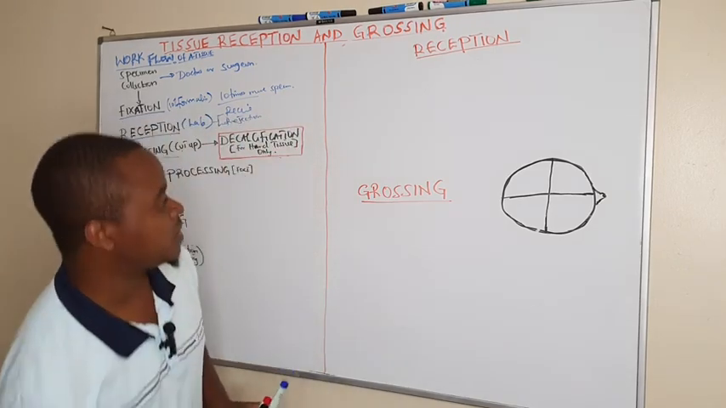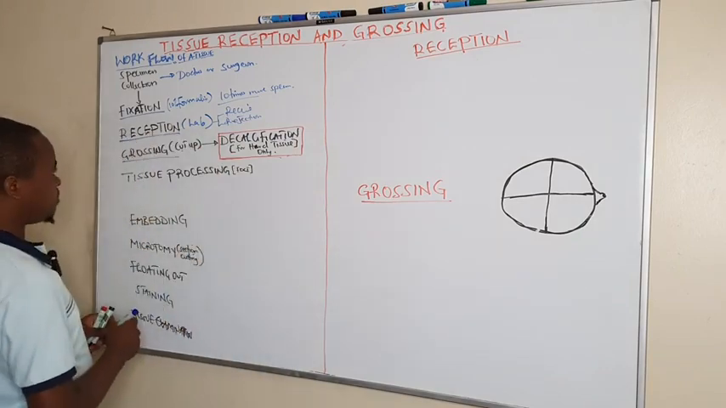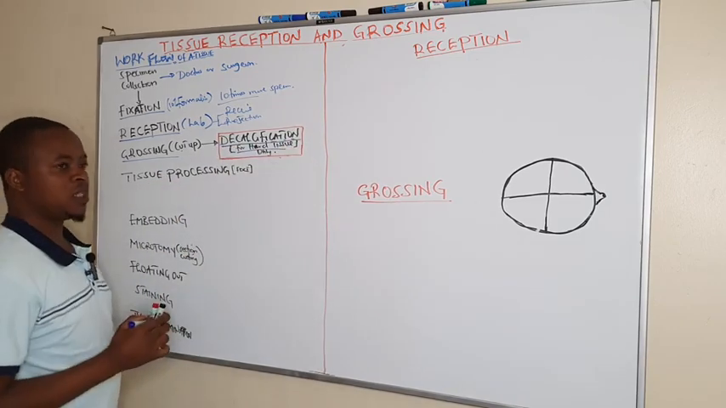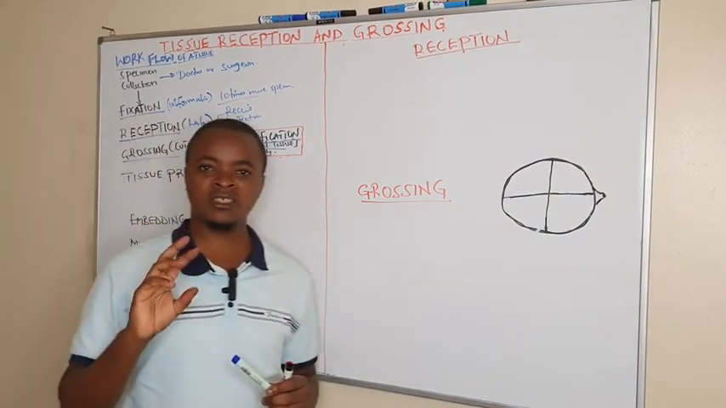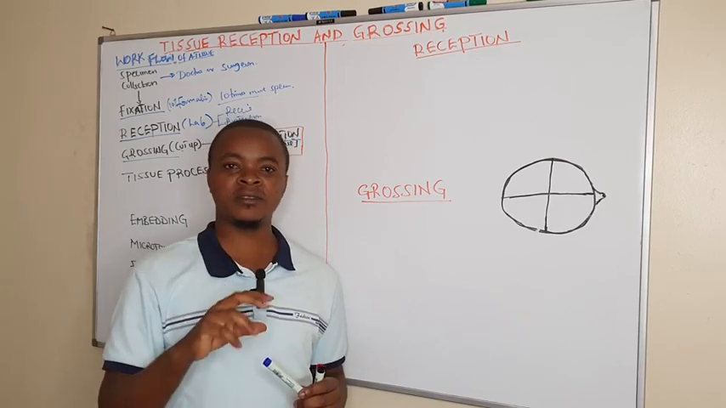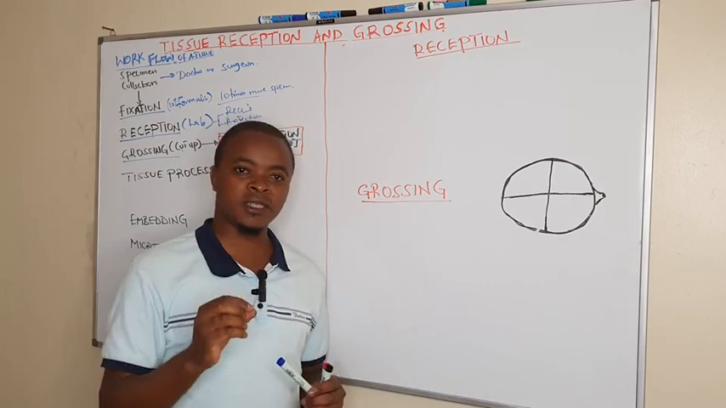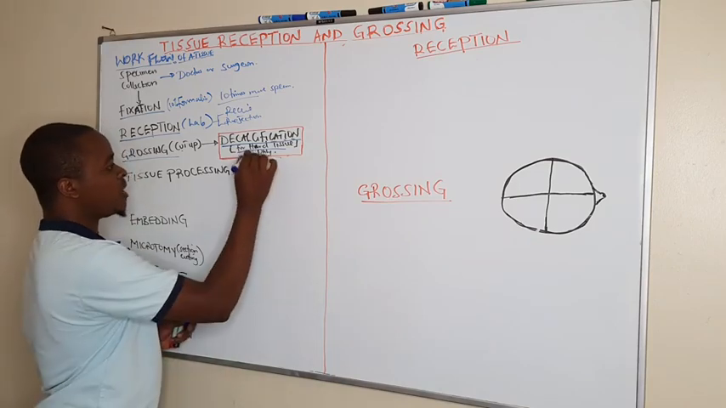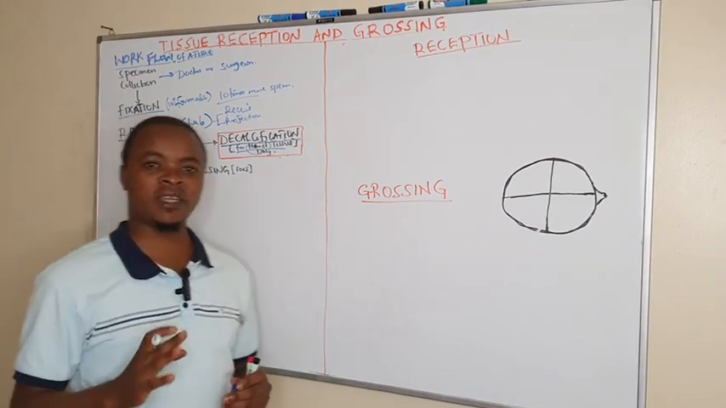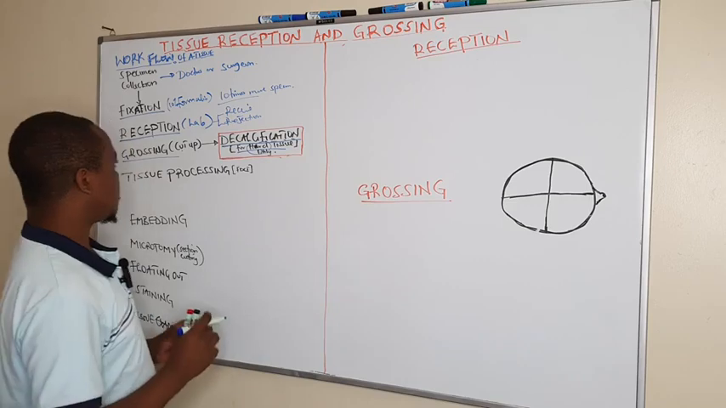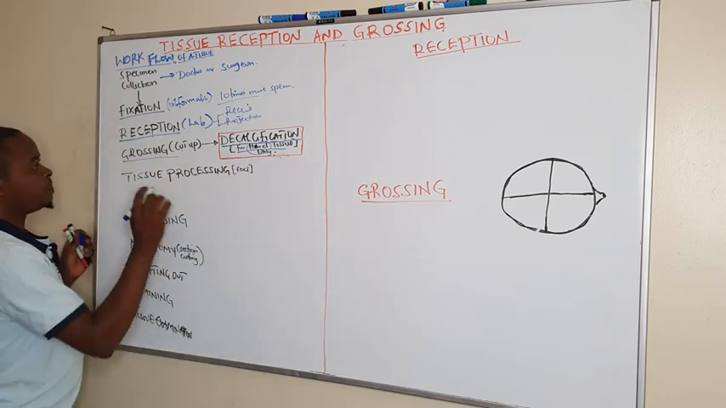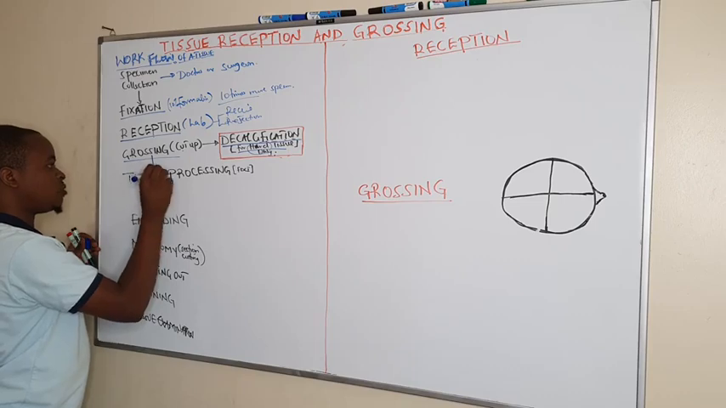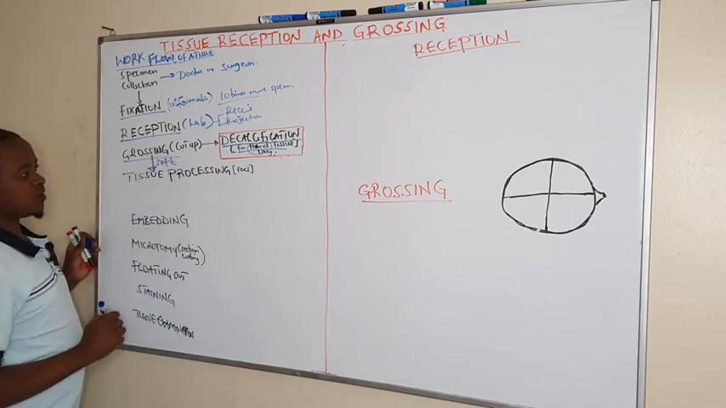So after grossing has been done, for hard tissues only, we do what we call decalcification. Decalcification is removing calcium ions from a hard sample like teeth or bones, to make them soft for cutting and tissue processing. This applies only to hard or calcified tissues like teeth and bones, so it is not for all. Then after grossing, and decalcification for hard tissues, for soft tissues we go directly to tissue processing.